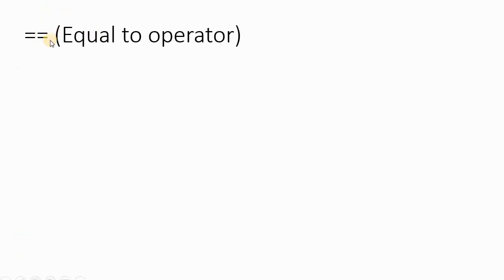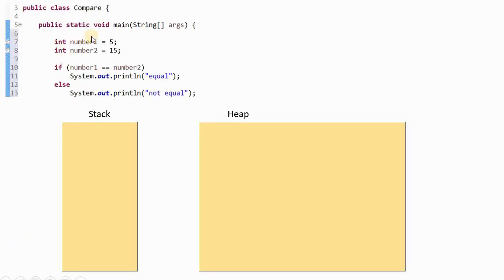And this is an equal to operator that we have used so far. And I want to explain it with one example. This is really an easy example. Here we have declared two primitive variables and we have initialized them. So number 1 is an integer and its value is 5. Number 2 is also an integer and its value is 15.